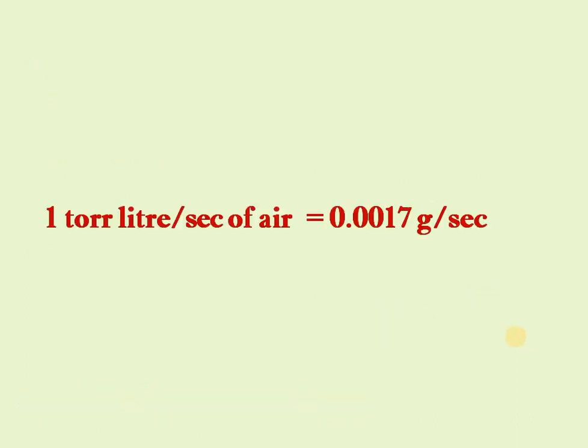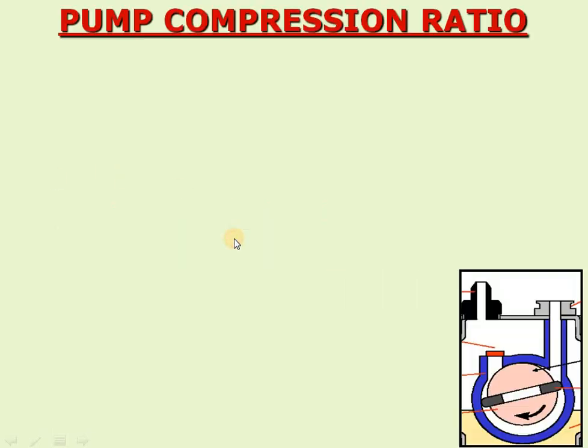And interestingly, if you work it out, 1 torr liter per second of air. You can take normal atmospheric air and define that. Suppose a given pump has a throughput of 1 torr liter per second. You take it as air. Air is pumped out and its throughput is 1 torr liter per second. That means that particular pump can pump out 0.0017 gram of air per second. You can calculate the value, you can also work it out.